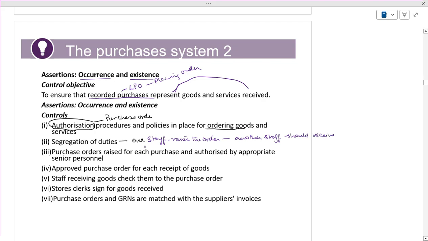Now a purchase order is raised for each purchase and authorized by a senior person. For each purchase, you should not say, no, I am doing it for 10 purchases. There should be, for every purchase order, the same procedure. Even for small amount orders? They will mention that, see, even a small amount means it's not like that.